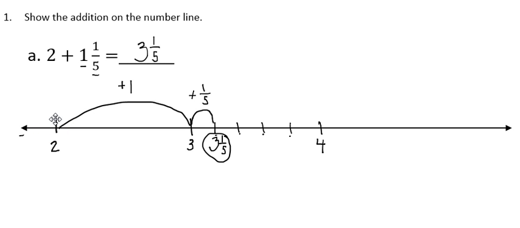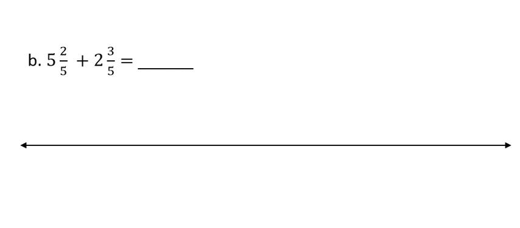The important part of a number line is to show how far each hop is and where you land each time. In the next problem, I'm going to add 5 2/5 plus 2 3/5. I'm going to start my number line now at 5. So I can start at 5. I'm going to show the 2/5, which means I need to show that in between 5 and 6 there are fifths. So each section represents a fifth. So 5 2/5 would start right here. There's my 5 as the whole, and then 2/5.